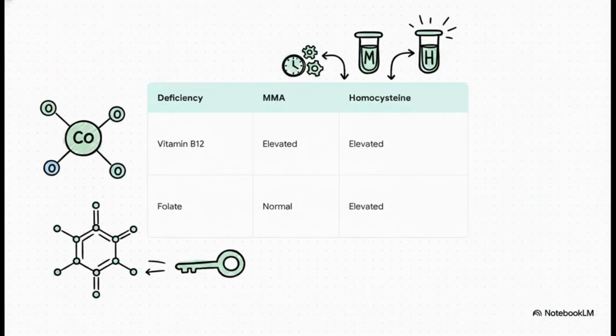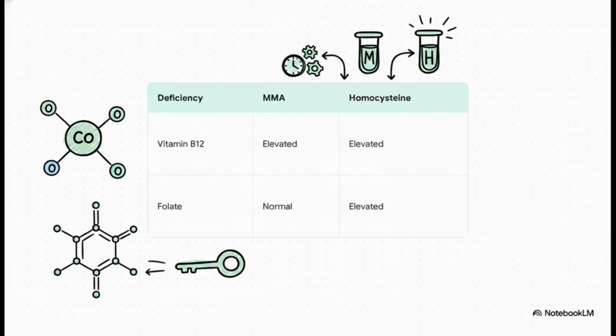If the serum B12 is sitting in that frustrating gray zone, we look at the methylmalonic acid, or MMA, and homocysteine, because B12 is specifically required to convert MMA. An elevated MMA alongside an elevated homocysteine absolutely 100% confirms a vitamin B12 deficiency. But if the MMA is totally normal and only homocysteine is elevated, that confirms a folate deficiency.